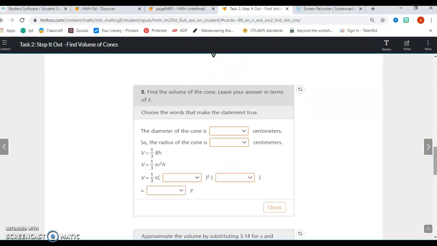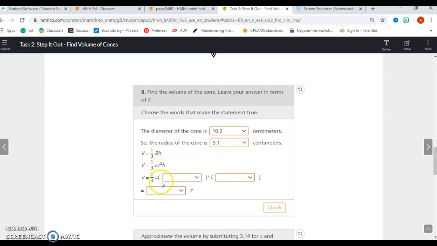So let's make this statement true. We're going to find the volume of the cone, but we're going to leave our answer in terms of pi. Remember, if we are answering in terms of pi, that means the symbol pi will be in our answer. So we've identified that the diameter of the cone is 10.2 centimeters. And if I divide 10.2 by half, I know that the radius is 5.1 centimeters.